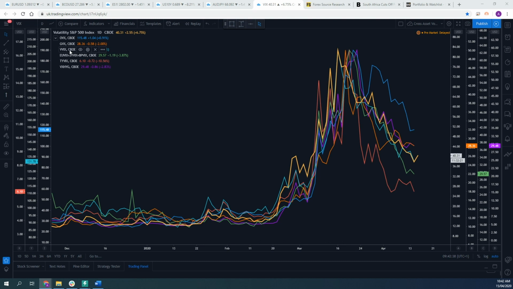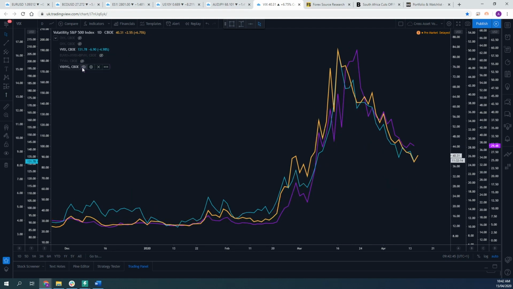VVIX is an interesting one. That actually is the blue line, the light blue line. Now that tracks, if we just quickly go and hide the rest of these ones, the volatility of volatility. So the VVIX is the volatility. Think of it as the VIX of VIX in that regard. So it basically tracks the volatility of the VIX, which is an interesting one to look at. It does sometimes have a little bit of a lag, but it is an interesting one to overlay and see how the expectations of volatility changes for the S&P 500.